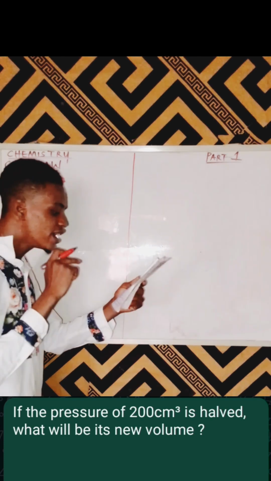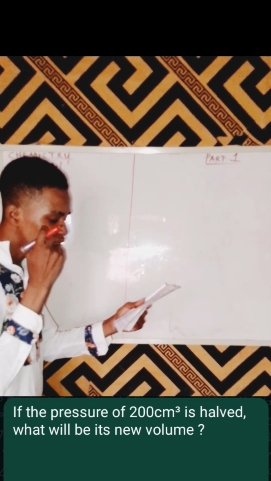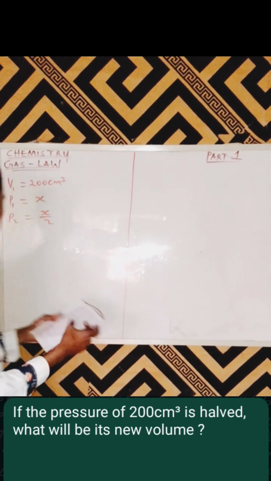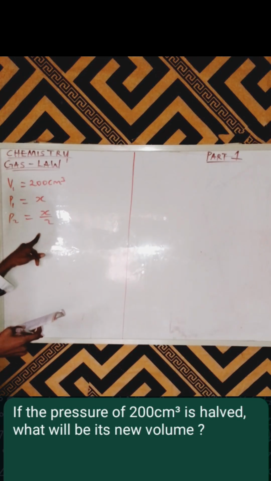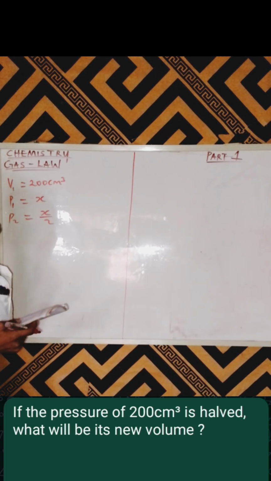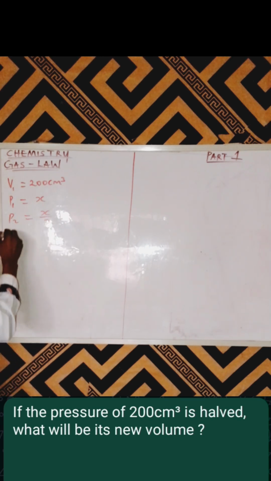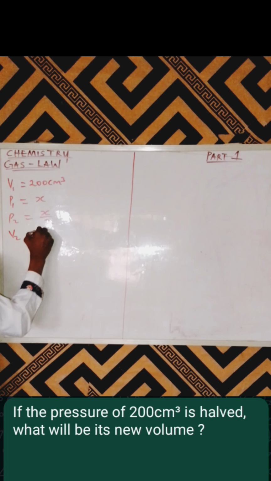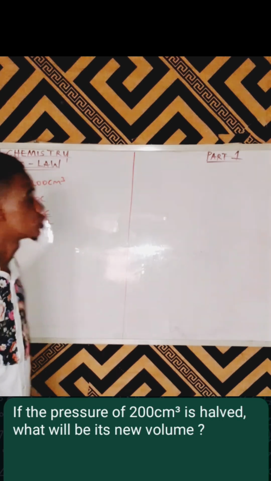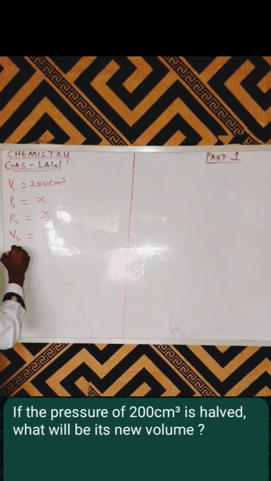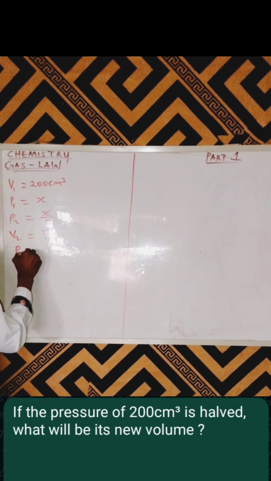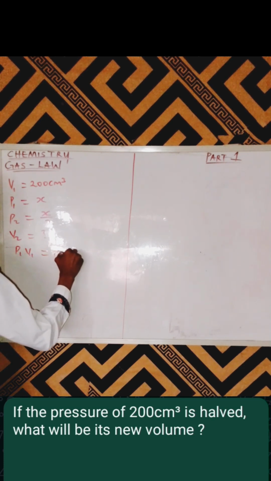Listen to the question again. They say that if the pressure of 200 centimeter cube is half, so the pressure was half of the initial one. Understand the question? Okay, so they now say that what will be its new volume? So I'm looking for what? V2. Now, what will be V2? That's just the question. Now, if you can remember, I told you that P1 V1 is equal to P2 V2.